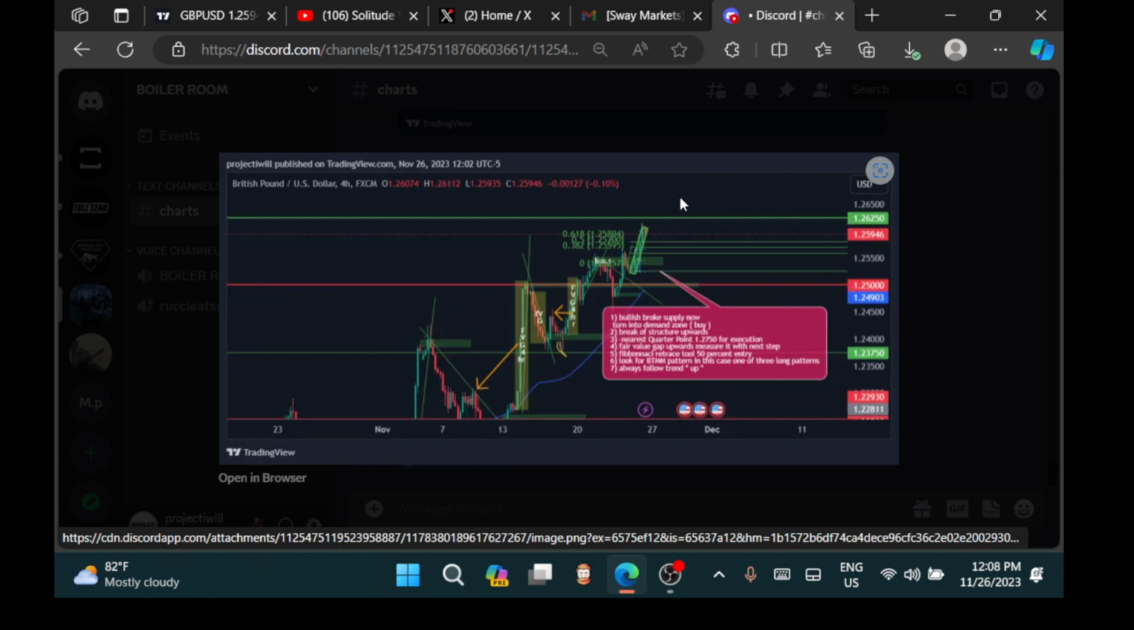2, break of structure. My second rule is what kind of structure is happening, what break of structure is occurring. As you can see, I have it already highlighted here. BOS, break of structure. 3, nearest quarter point, 12750 for execution.